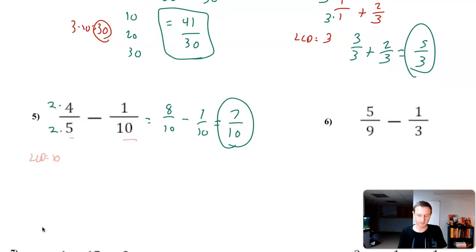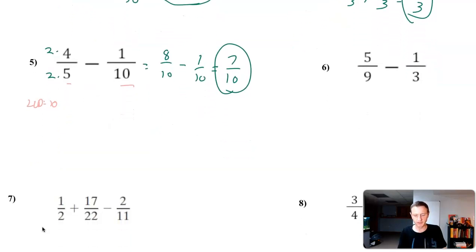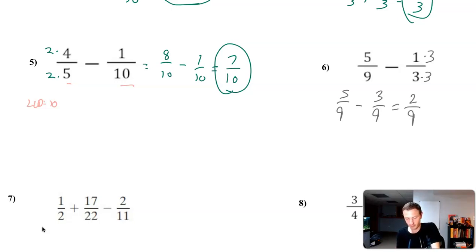Same thing with number 6. Don't make your life more complicated than it needs to be. 3 goes into 9. So since 3 goes into 9 already, just multiply this by 3, because we want to make that 9. So I'm going to have 5 over 9 minus 3 over 9. Denominators of 9. 5 minus 3 is 2 over 9.